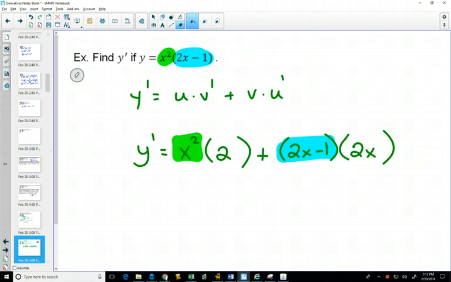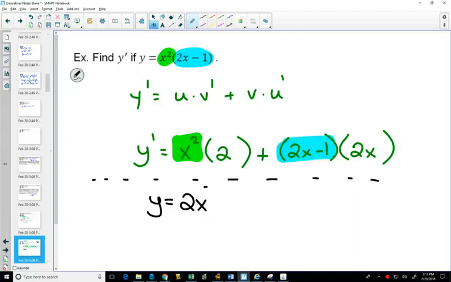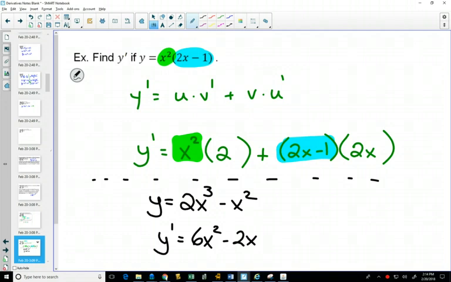Can you see in this one that if you multiplied it out, distributed that x squared, you would get 2x cubed minus x squared. And then you could do this derivative all at once because it's just adding and subtracting. Your derivative would be 6x squared minus 2x. In this case, I like the black better. It looks like it took just about as much time. And my answer is simplified. But that's not always going to be the case.